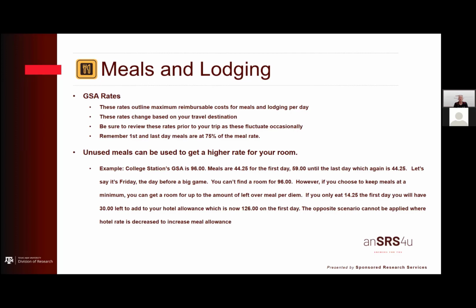However, if you choose to keep meals at a minimum, you can get a room for up to the amount left over on your meal per diem, plus your lodging amount. So if you only eat $14.25 in meals, you'll have $30 left over for your hotel allowance, which is $126 on the first day. The opposite scenario does not work. You cannot decrease your hotel rate in order to get more food or meal allowance.